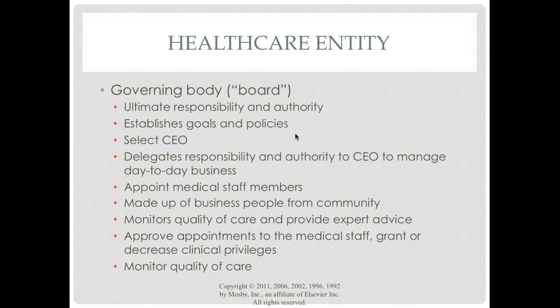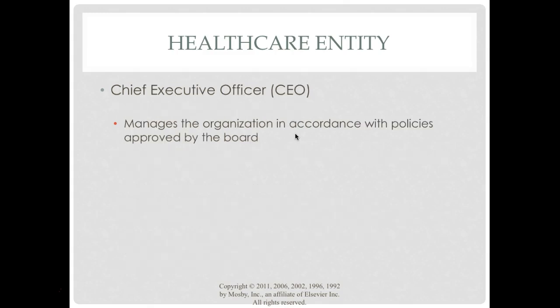They appoint medical staff members. And if you don't know who medical staff is, those are the doctors that are contracted there at the hospital. The board is made up of business people from the community, and they monitor quality of care and provide expert advice. They approve appointments to the medical staff or grant or decrease clinical privileges, and they monitor the quality of care for the hospital. The CEO has a very simple job description, but it is very vague, and they're responsible basically for everything in the day-to-day operations.